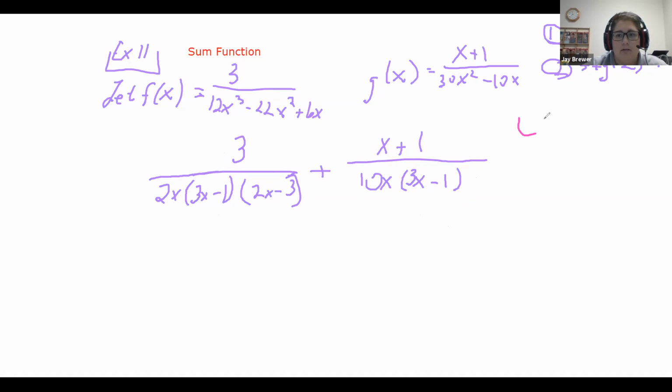So now that we have that, we can pull out and figure out our LCD. For this case, it's going to be a 10x, 3x minus 1, and 2x minus 3. Right. Why did I not include the 2x?